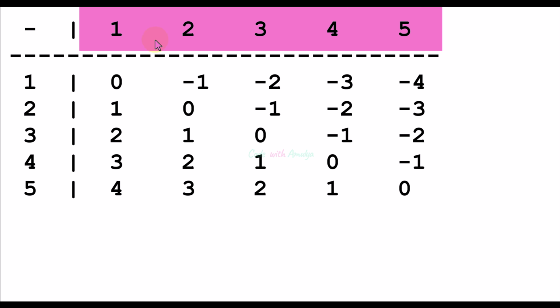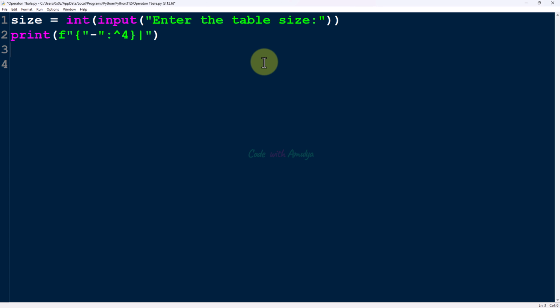Second section is we want to print column numbers starting from 1 and the last column number is 5. That is the size of the table. For that I'll use a for loop, for column number in range. Column number starts from 1 to size plus 1. If size is 10, then we'll get the column numbers from 1 to 10. Here we want to print column numbers. So column number, and let's format these column numbers.